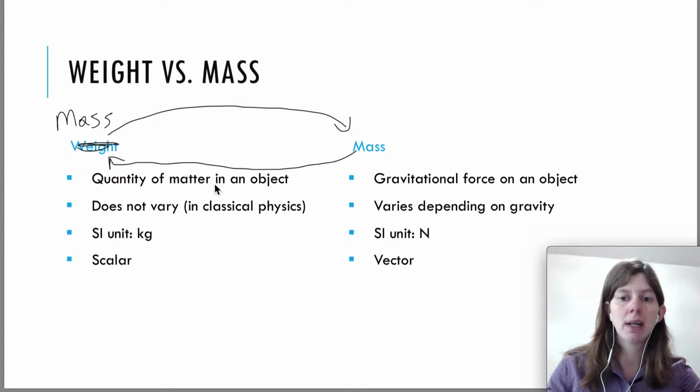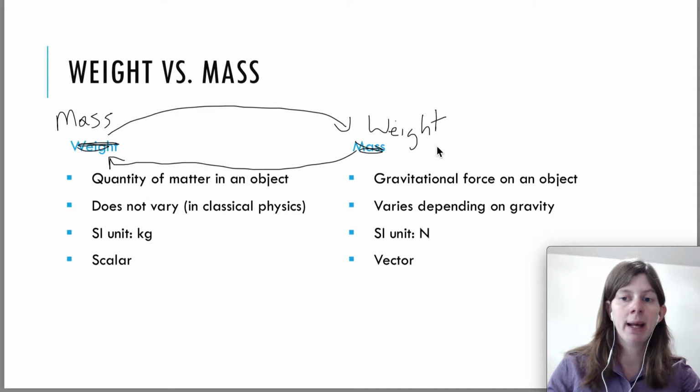Mass is the quantity of matter in an object. We talked about this in a previous video. It's also a measure of the object's inertia. It does not vary in classical physics, which is what we're going to deal with. In relativity, when objects are moving really fast, their mass may change, but in classical physics, mass does not change. The unit for mass is kilogram. It's a scalar. It does not have a direction.